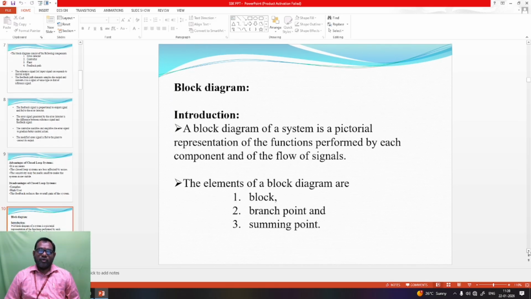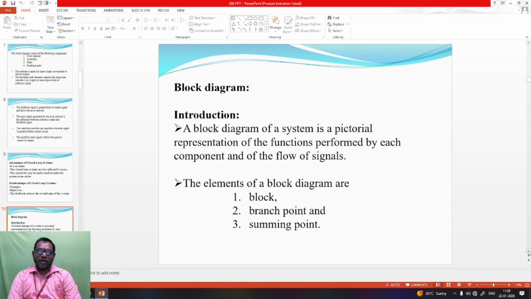Next we will discuss the next topic in control system, block diagram. It is one of the important topics in control system. First of all we will discuss the introduction of block diagram.